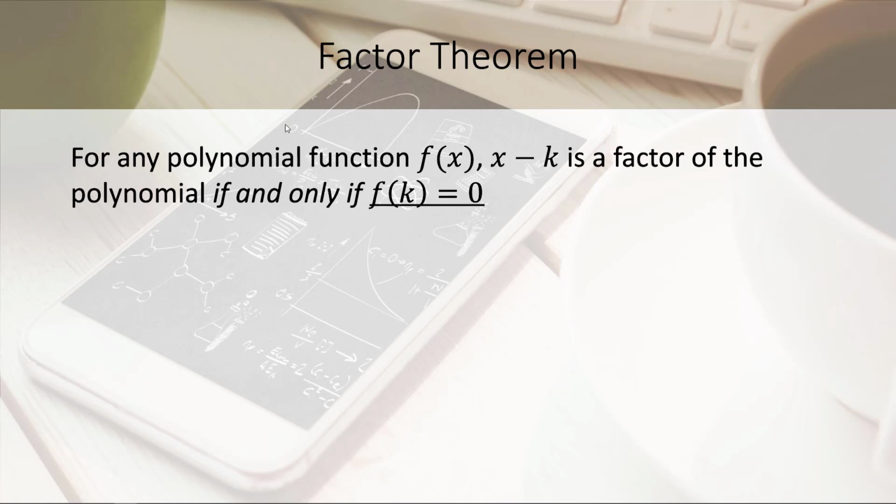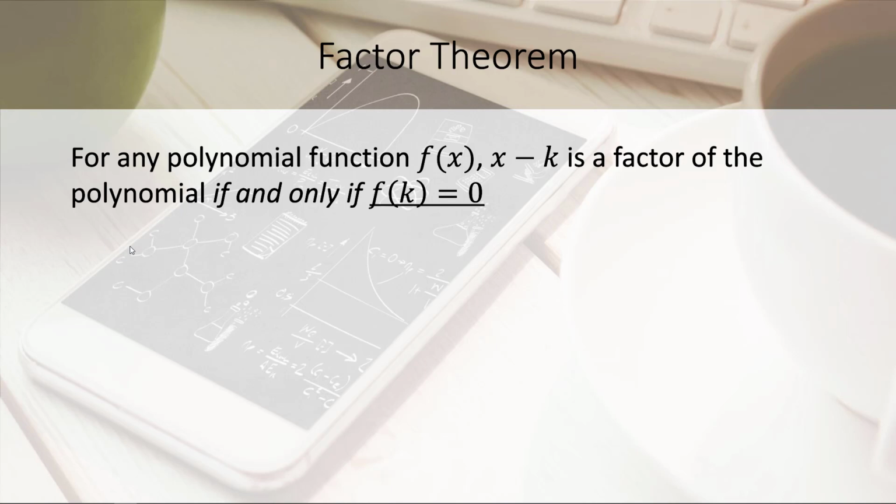And this is what it says. For any polynomial function, we're going to call it f, x minus k is a factor of f if and only if f evaluated at k is equal to 0. So this pretty much tells you two things.